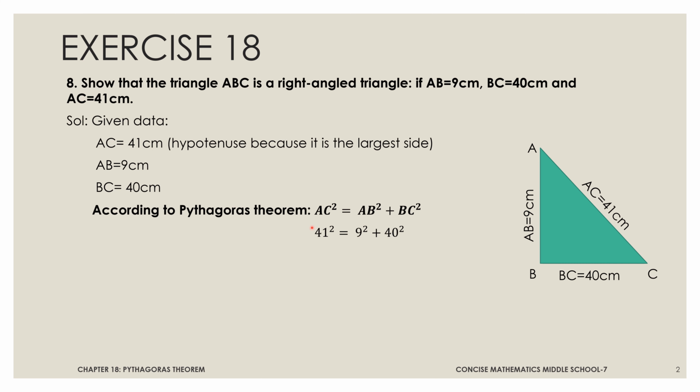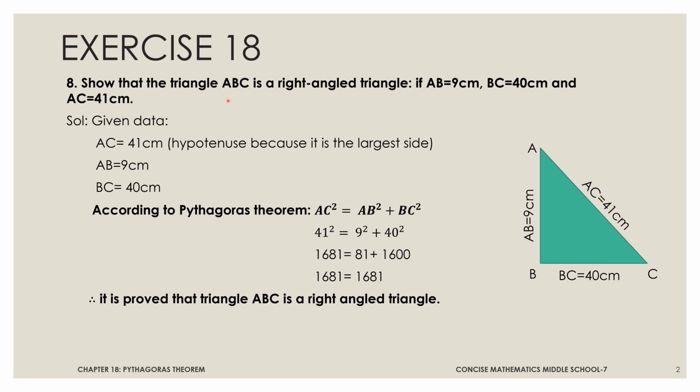So here 41 square means it is 41 into 41. It is 1681. 1681 is equal to 9 nines are 81 plus 40 into 40 is 1600. Now you can just add this, 81 plus 1600 will be 1681. Look here, left hand side is equal to the right hand side. That means the given triangle ABC is a right angle triangle for these values.